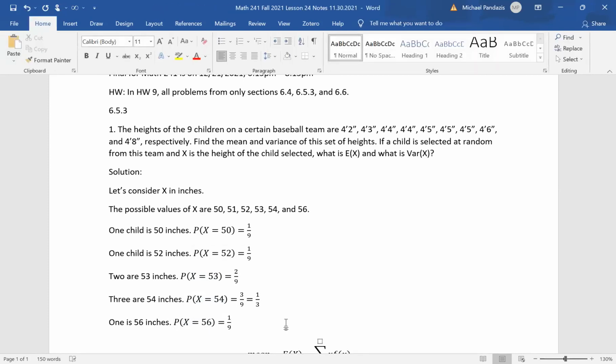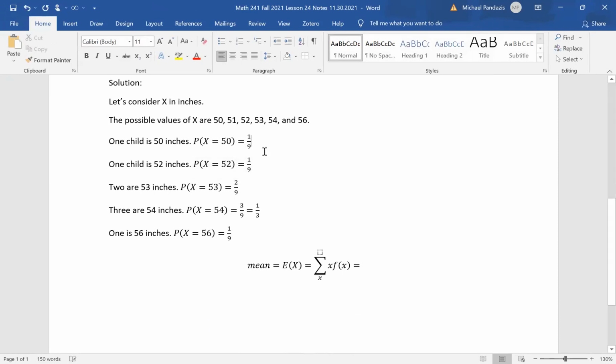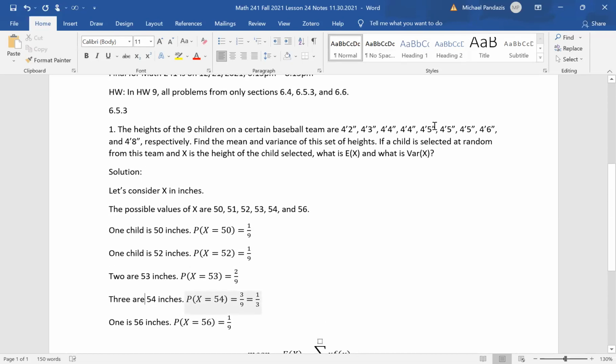Okay, so we have the probabilities of each of them, and they add up. So you have 1/9, 1/9, 2/9, 4/9, 7/9. Oh, there's 8. 1, 2, 3, 4, 5, 6, 7. No, there's 9.